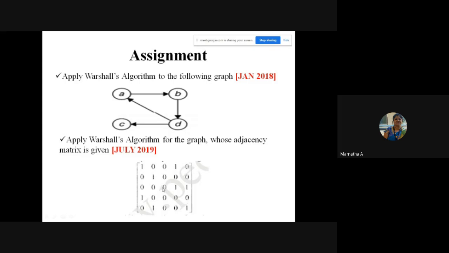So most of the time it will be till R4 only, with 4 vertices, but sometimes they give it like this. So not a problem. Then you might ask me, ma'am, given like this, how do I check my answer? If the matrix is given to you, what should you do? How will you check your answer, students?